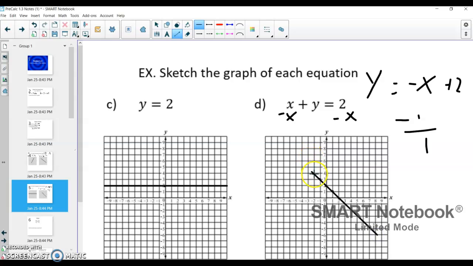Again, this is a major review of Algebra 1 material. Always just remembering we want to see it in y equals mx plus b. That's the easiest form to graph it with. So if we need to move things around to get y by itself, we have to do that, and then just making sure we know what our slope is and our y-intercept so we can build the line.